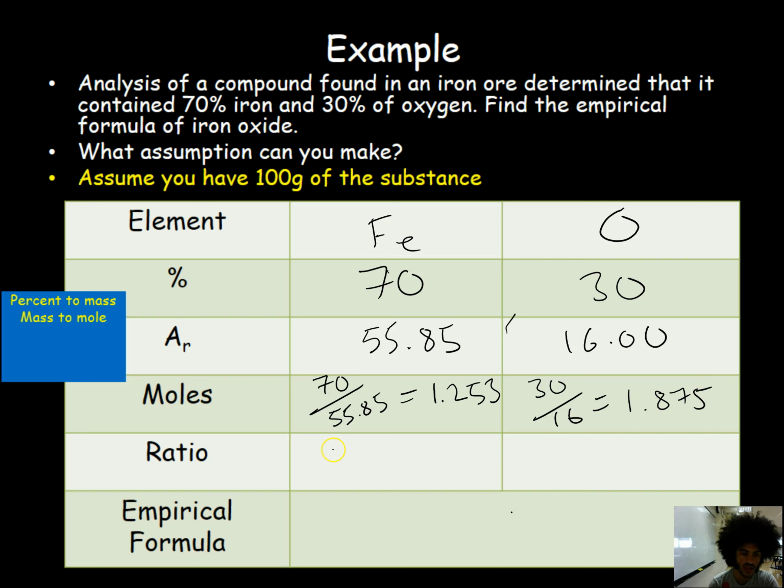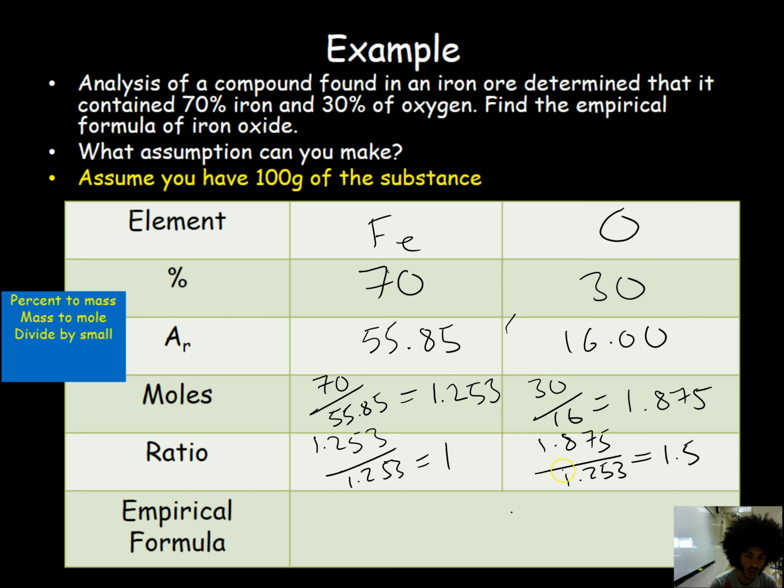Now, in order to do the next step, I have to divide by small. So 1.253 divided by itself, because it's the smallest number out of the two, is 1. In this case, 1.875 divided by the smallest number, which is 1.253, will give you basically 1.5. Alright. Now I need to multiply to a whole, so I have to basically double them. So 1 times 2 equals 2. And here 1.5 times 2 equals 3. So the answer is Fe2O3. And that's your answer.